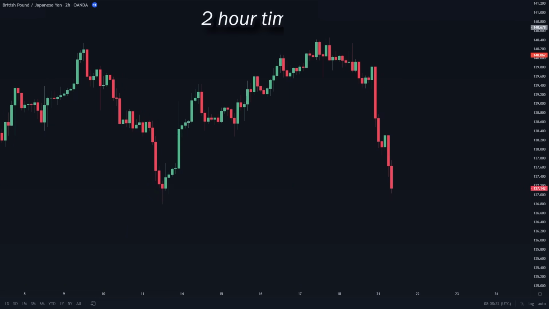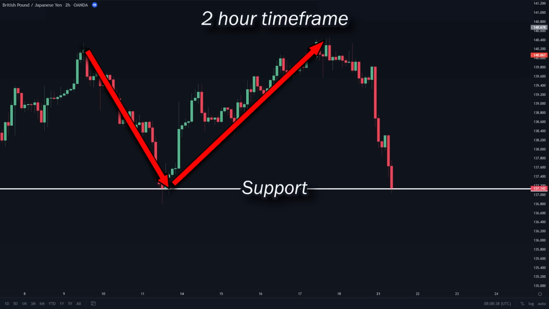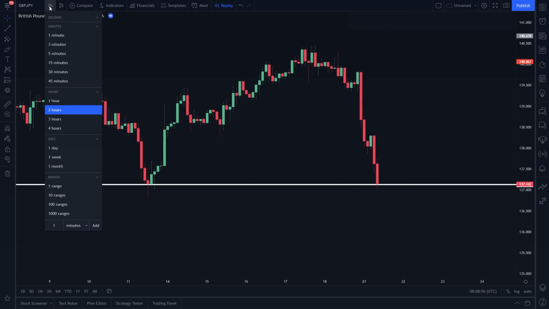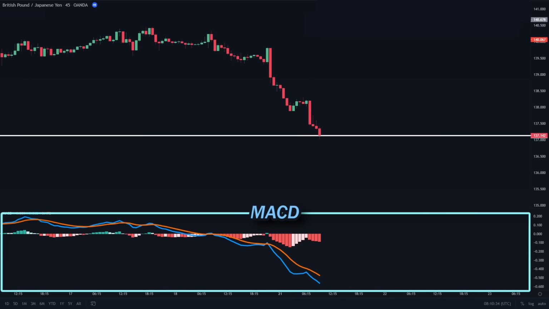So here's the pound yen on the 2-hour time frame, and over to the left, we can see that prices went down, hit and reversed upwards, making this a key support level. Now, as prices went back to this level again, we want to confirm that there's actual upwards momentum as price touches this area. So again, you want to zoom in 2 time frames below and apply the MACD indicator.